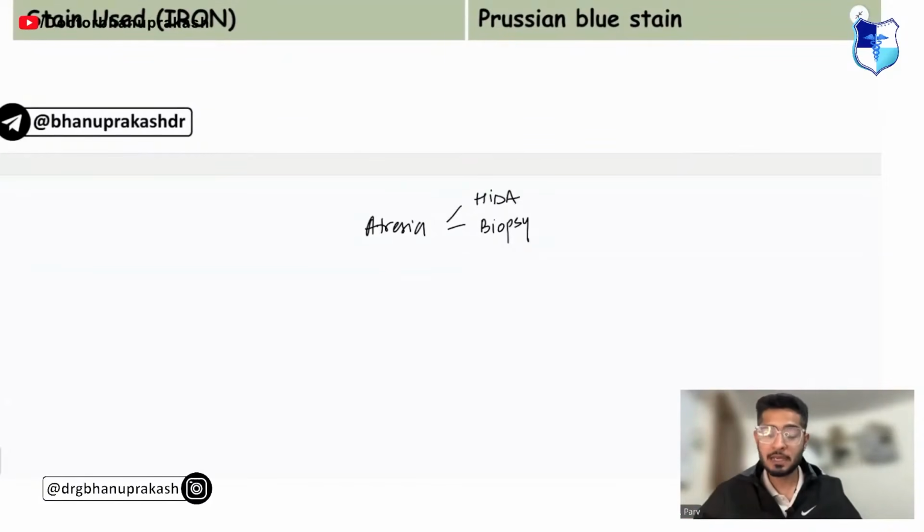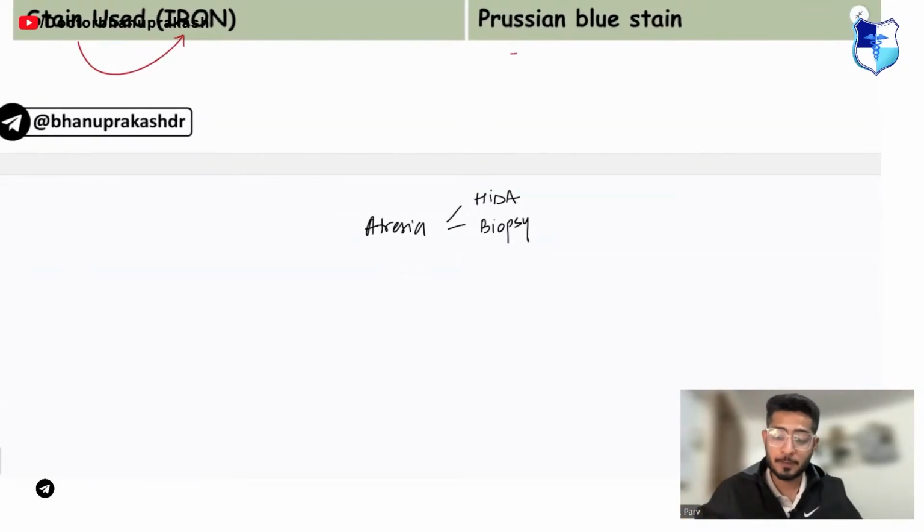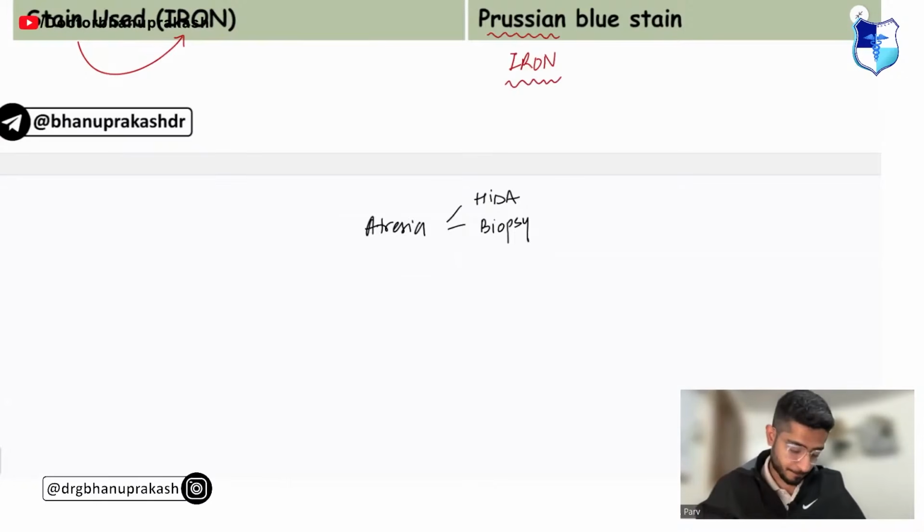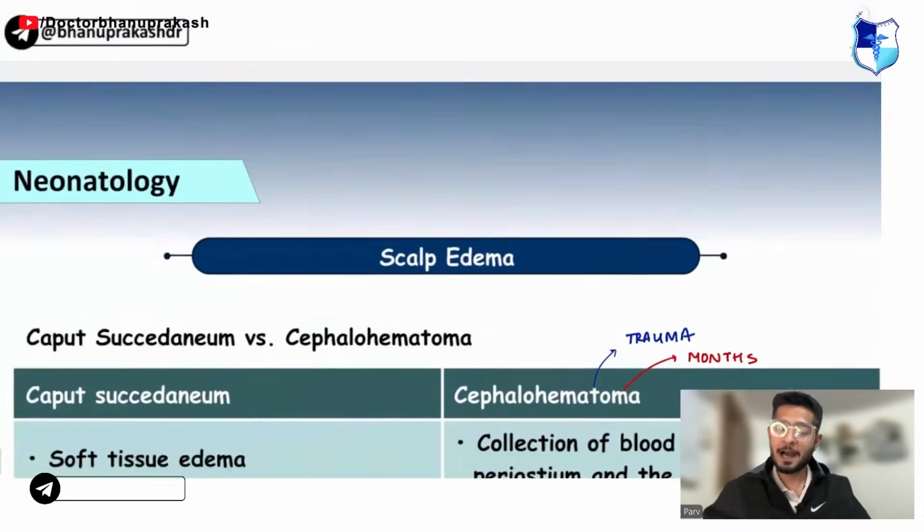One more question: which is the stain used for staining iron? That is going to be Prussian. So iron, Prussian. Iron, Prussian. Okay. Coming on to scalp edema.